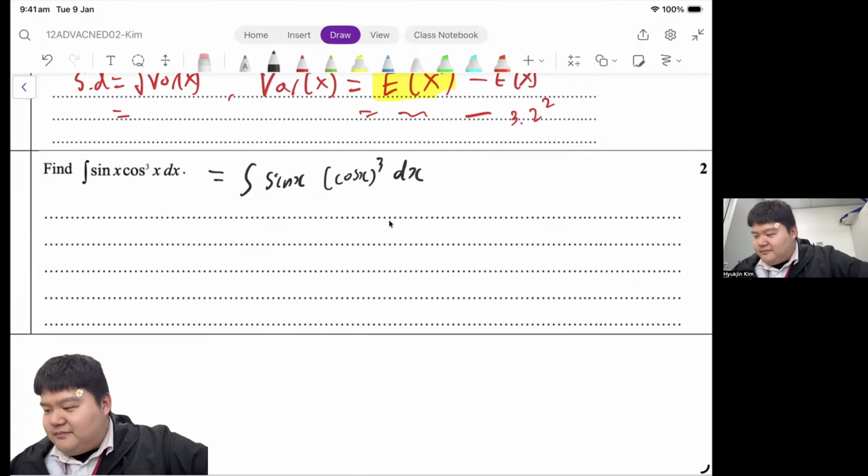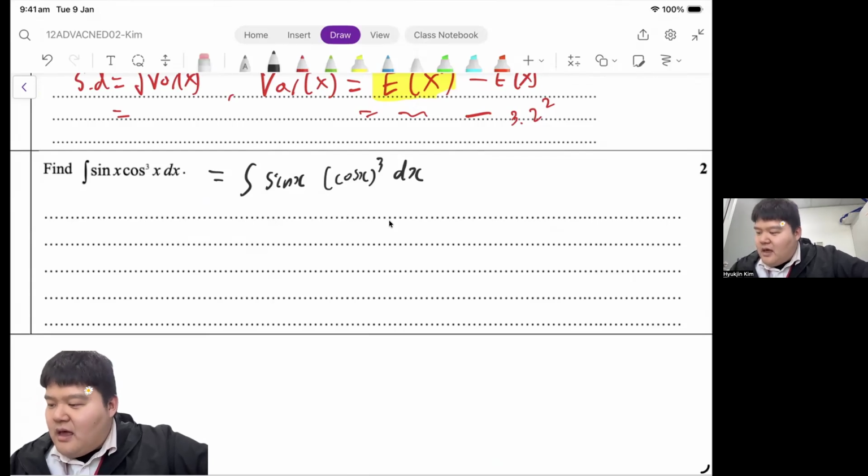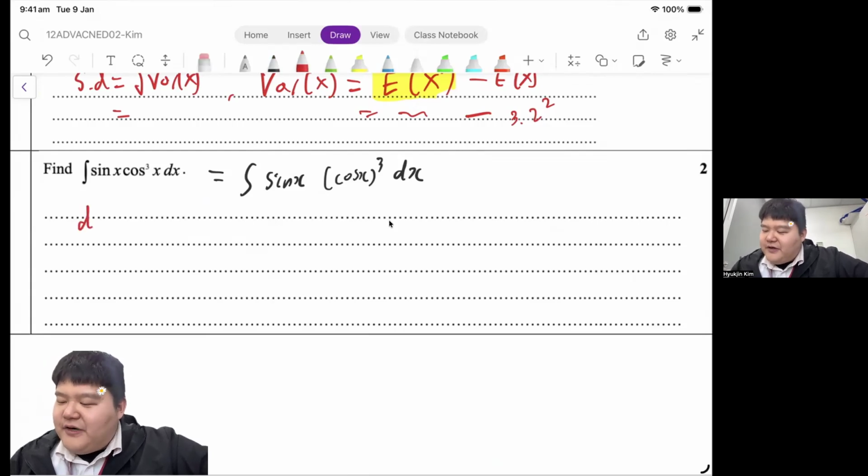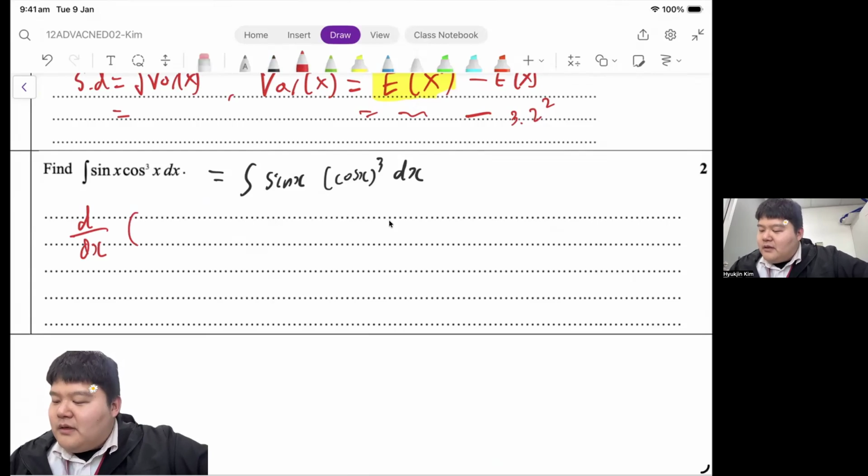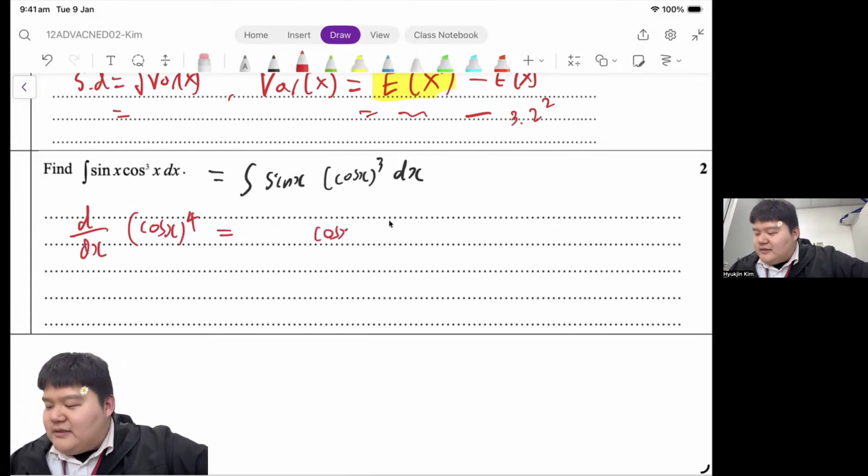So now, if I'm thinking this, if I differentiate cos x to the power of 4, I would have gotten cos x to the power of 3 times 4 times negative sine of x.